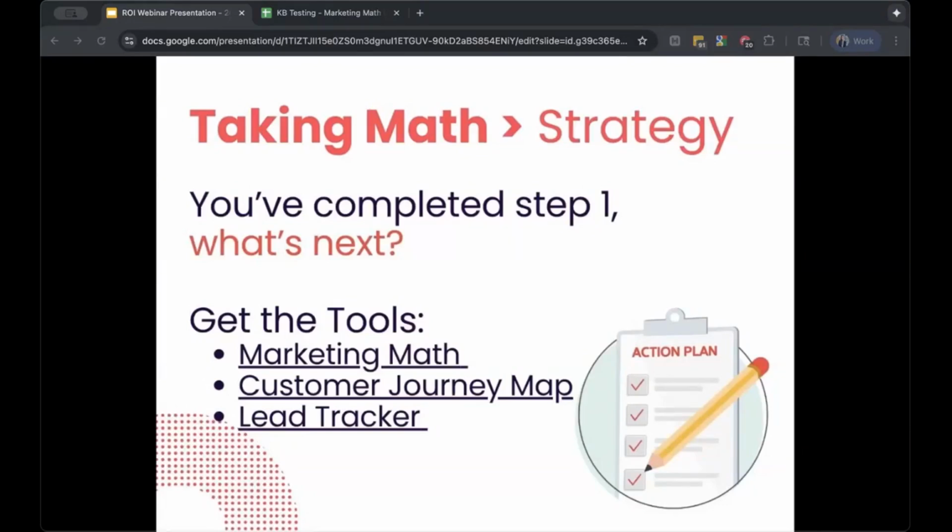We have that marketing math worksheet. We also have a customer journey map so you can start to outline again what message you're delivering where, and you're making sure you're getting the right information in front of those people. We also have a lead tracker. This is very, very basic.